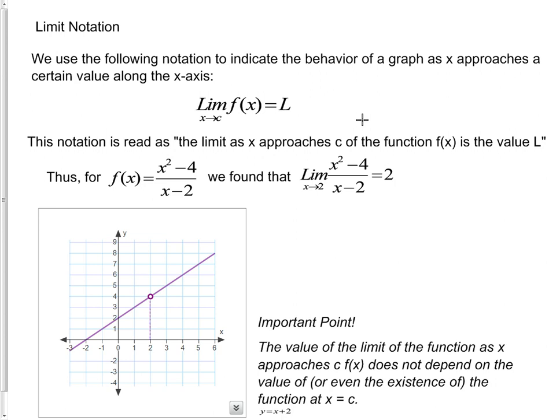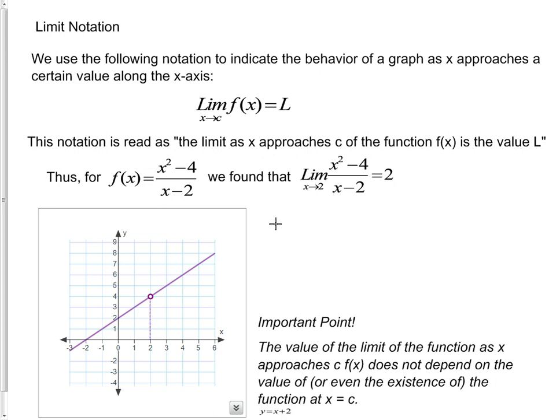So here is our specific notation that we're going to use for the limit. We say that the limit as x approaches c of f of x is equal to some limit L, and we read this, the limit as x approaches c of the function f of x is that value L. And when we did it numerically before, we found the function f of x was equal to x squared minus 4 over x minus 2.